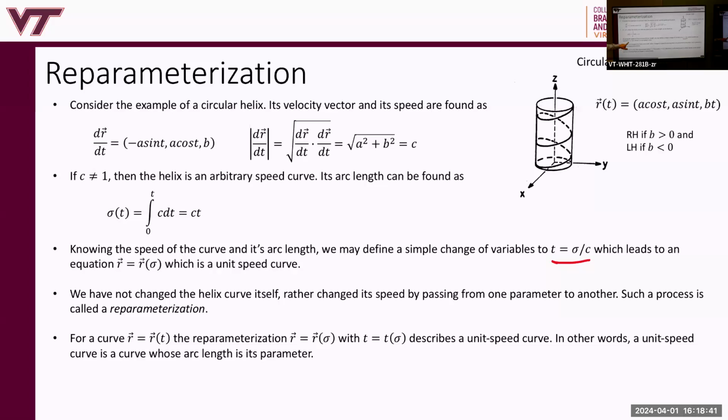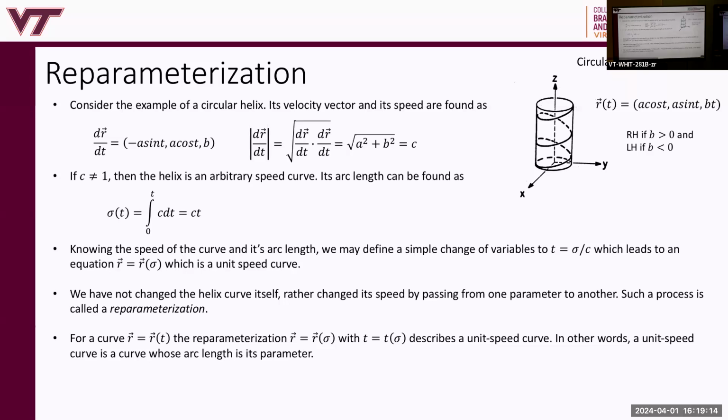Then that leads to an equation r equal to r of sigma, which is a unit speed curve. Why? Because sigma is the new variable. T got replaced with sigma. Sigma is now the arc length parameter. And if we divide by the speed, then it's always unit velocity, right? All right, good. So notice we haven't changed the helix curve itself, rather we changed its speed by passing from one parameter to another. Such a process is called reparameterization, all right?